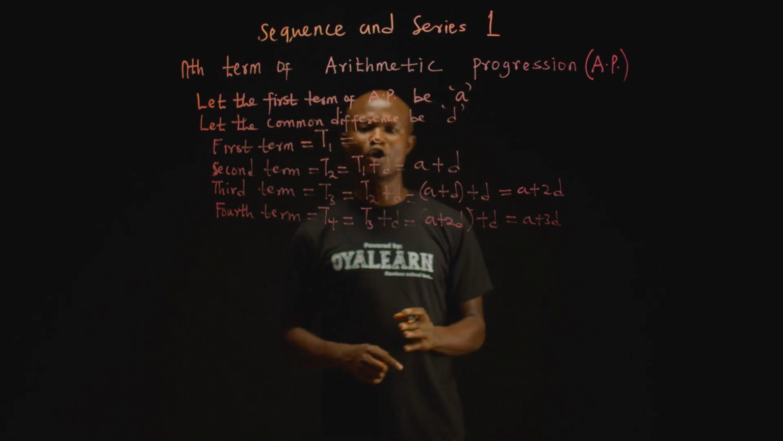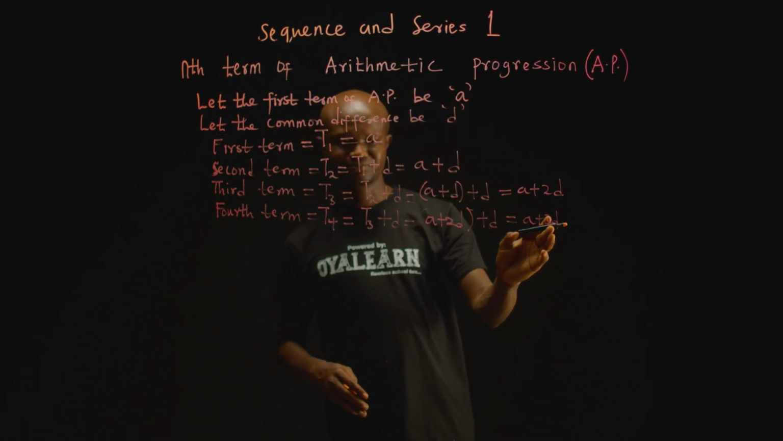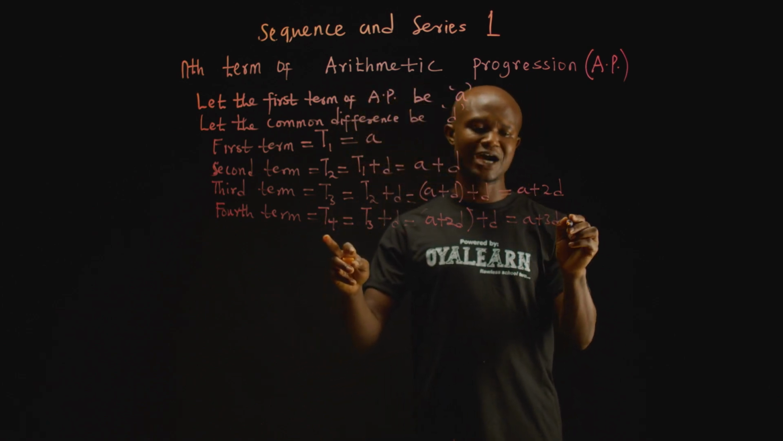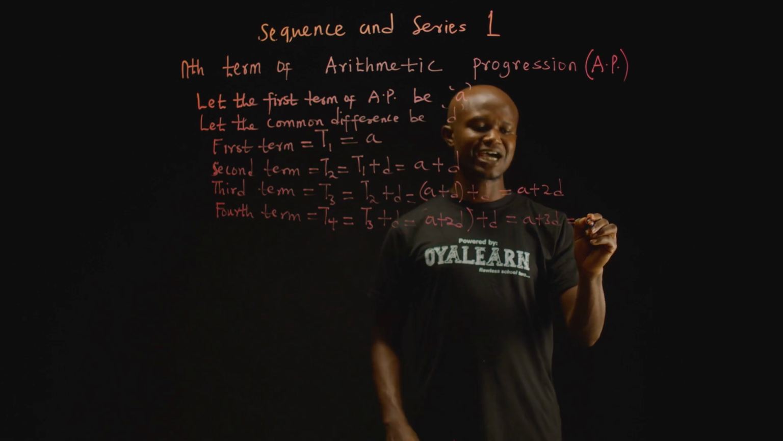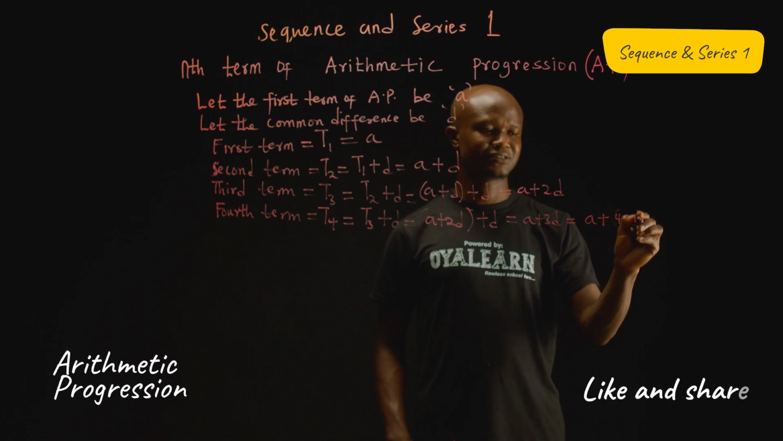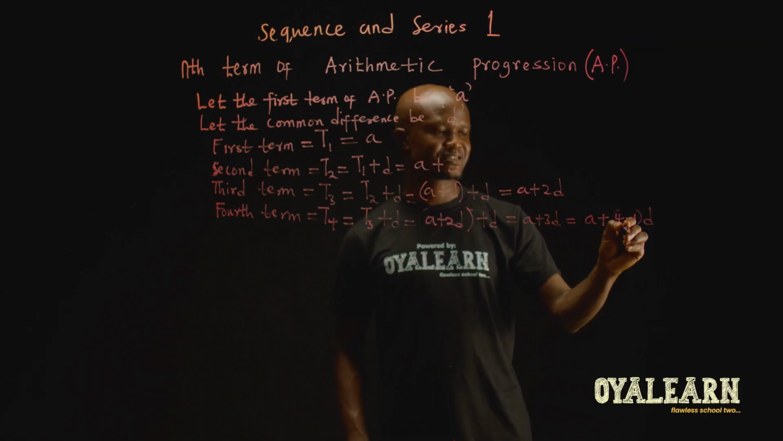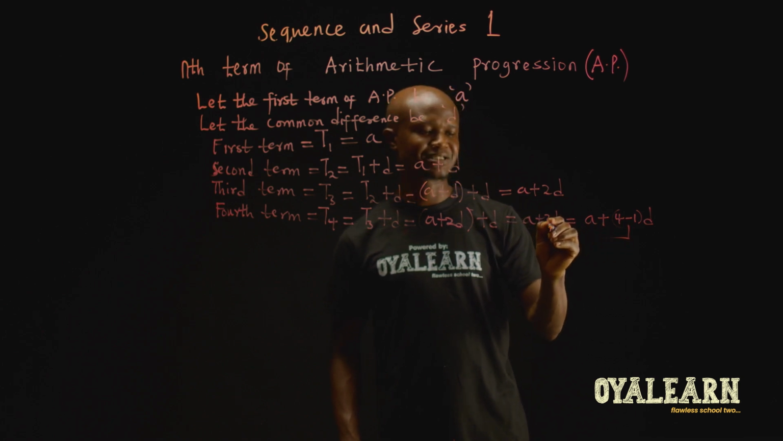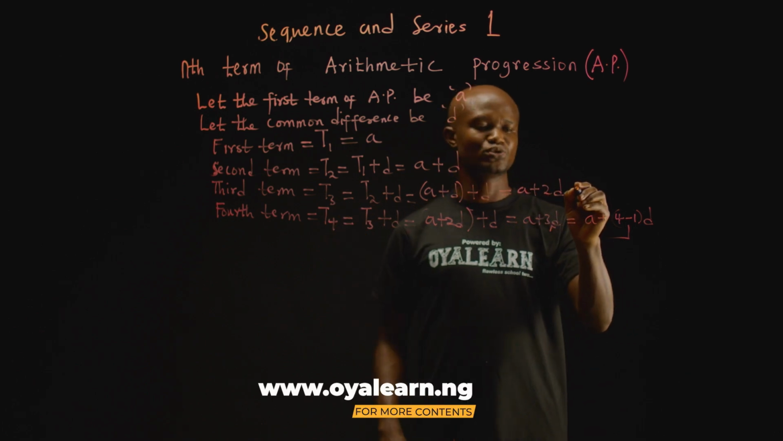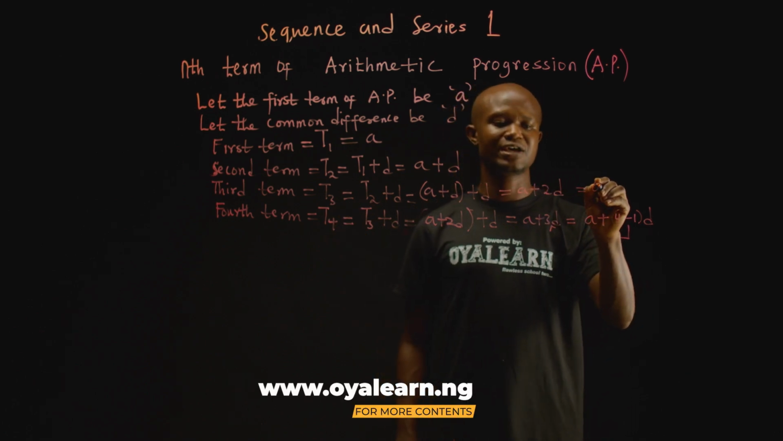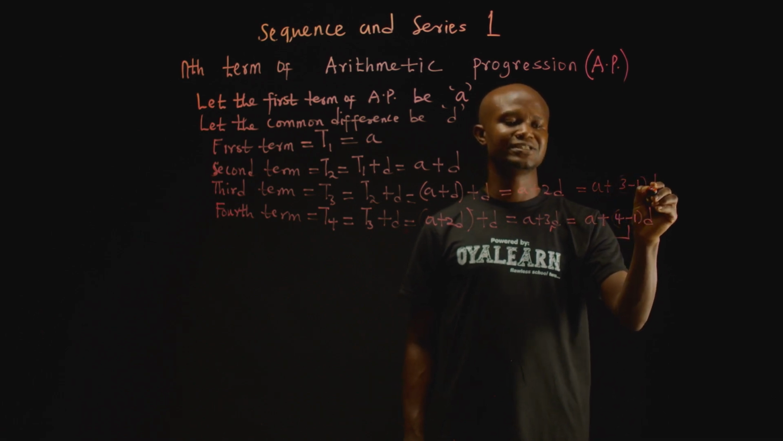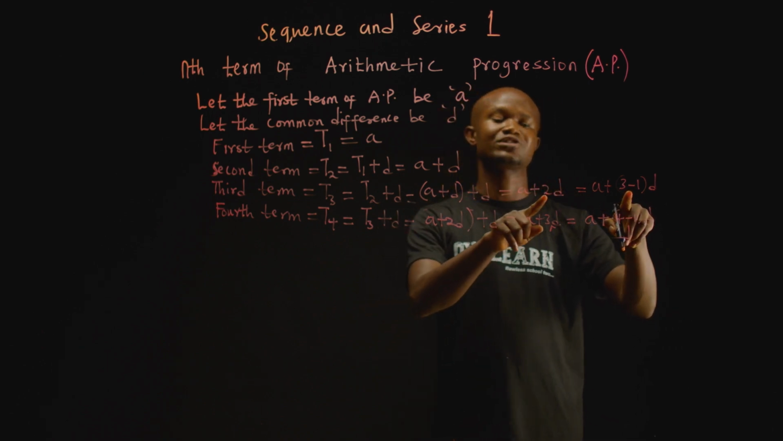Now, we are going to work on the right-hand side here. I want to write 3 as a function of 4. How can I manipulate that? I can write this as A plus 4 minus 1 D. We know that this 4 minus 1 is the same thing as this 3. Now we can also write 2 as a function of 3. So we can write this as A plus 3 minus 1 D. This 3 minus 1 is the same thing as 2.